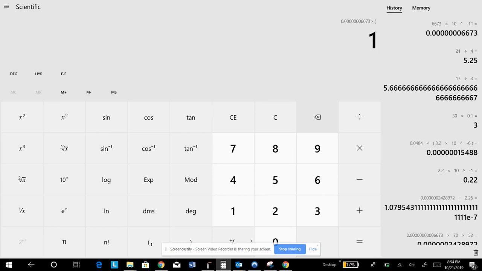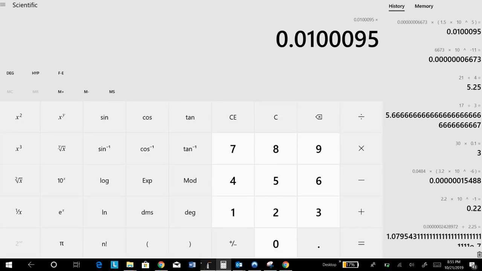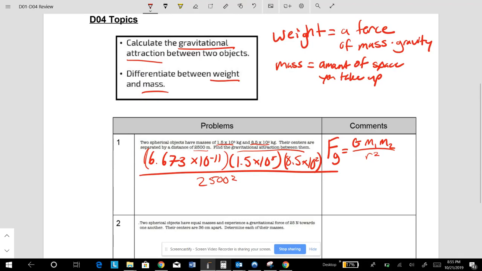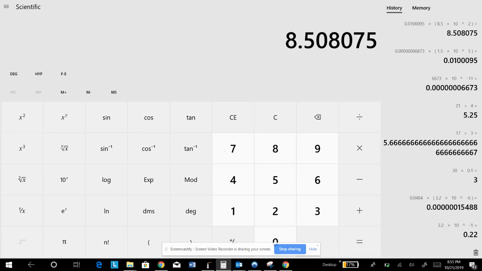1.5 times 10 to the fifth. All right, and then I'm going to times all of that by my third value, which would be 8.5 times 10 to the 2. So I'm going to go 8.5 times 10 to the 2. All right, and that should be my answer for the value on top.